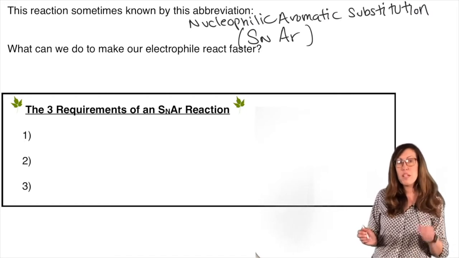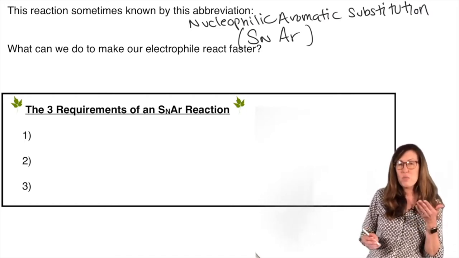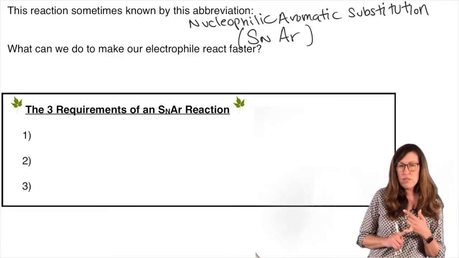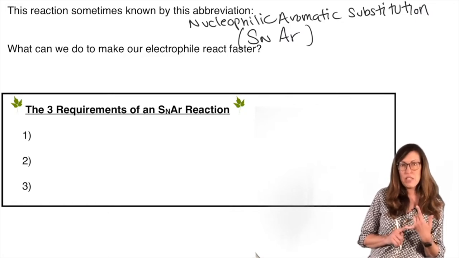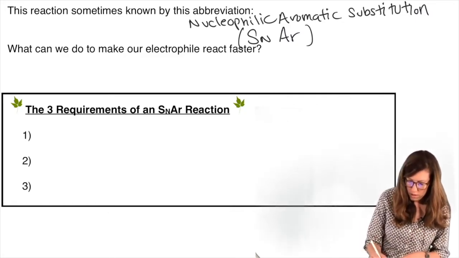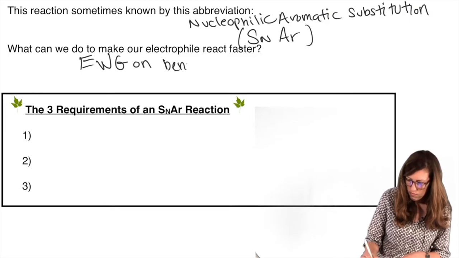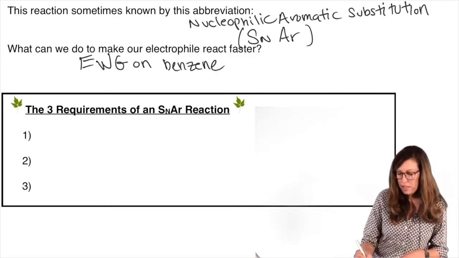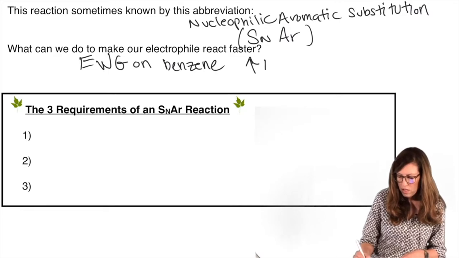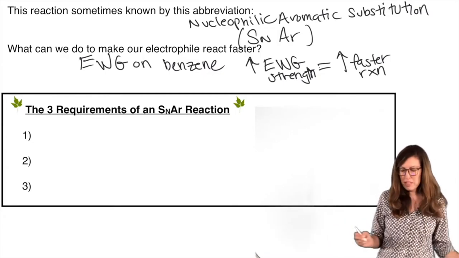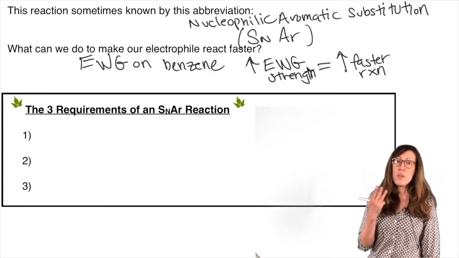If we want to speed up reaction kinetics, sometimes we think about that, right? How can we make this reaction proceed more quickly? So one thing we could do is tweak our electrophile. Our electrophile is the benzene ring. So we can have an electron withdrawing group on there. And we can make it a stronger electron withdrawing group if we want to go faster. So more electron withdrawing strength correlates to a faster reaction. It's more reactive. It's a better electrophile, right? Makes sense. In fact, this reaction has three requirements.